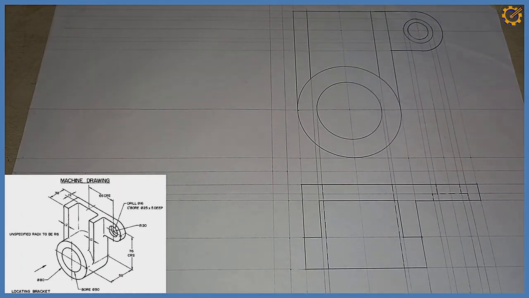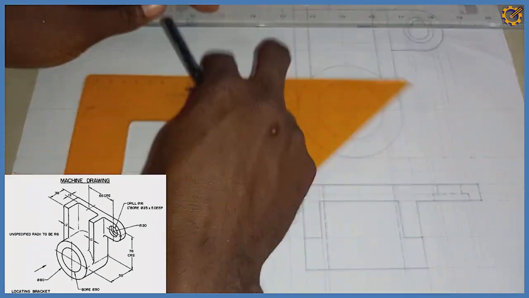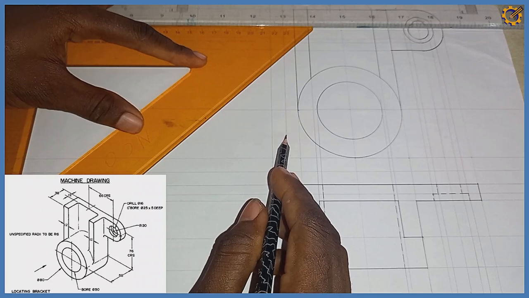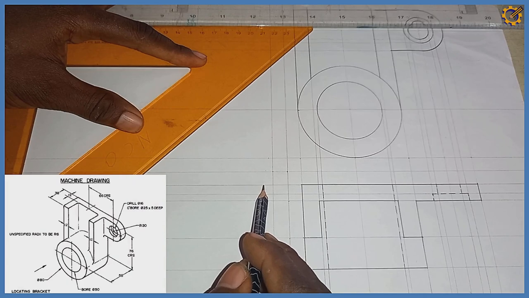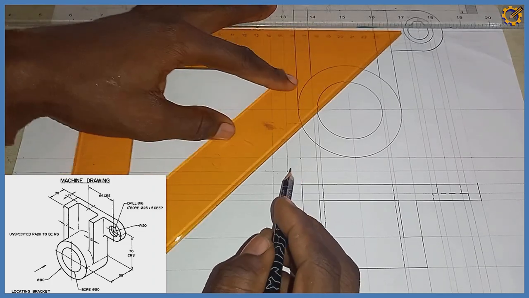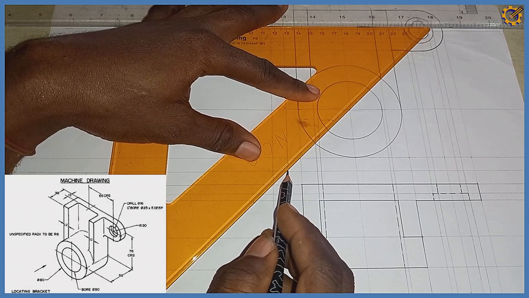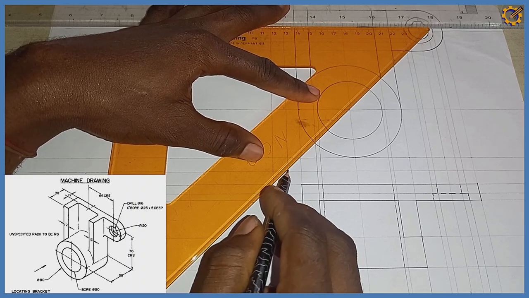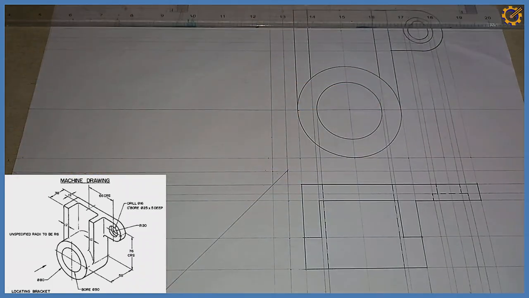I'm going to pick my 45 degrees set square. Sitting right here to the center: first vertical, second vertical, third vertical, first horizontal, second horizontal, third horizontal. So second vertical, second horizontal, this is their point of intersection. From this junction, I'm going to draw at 45 degrees, like this. Then I'm going to draw outwards like that. You see that?